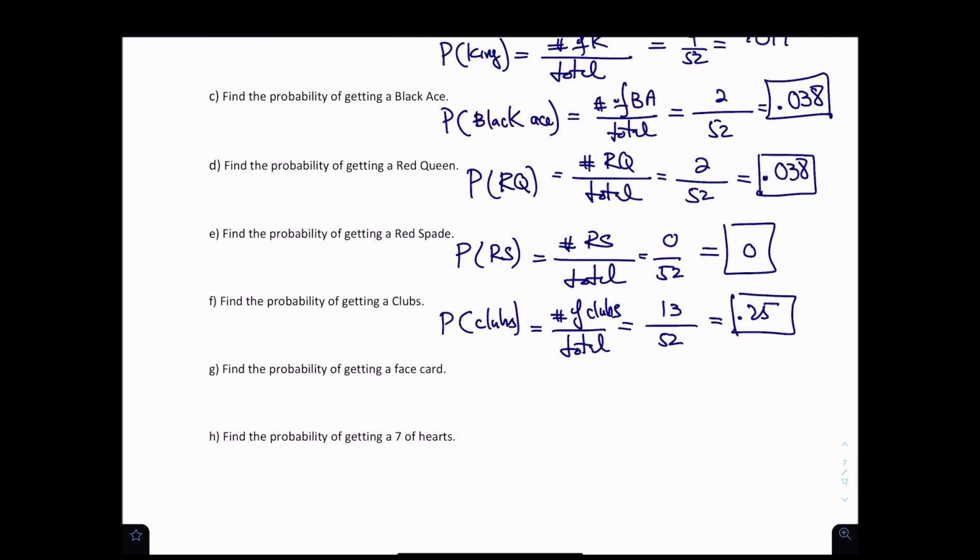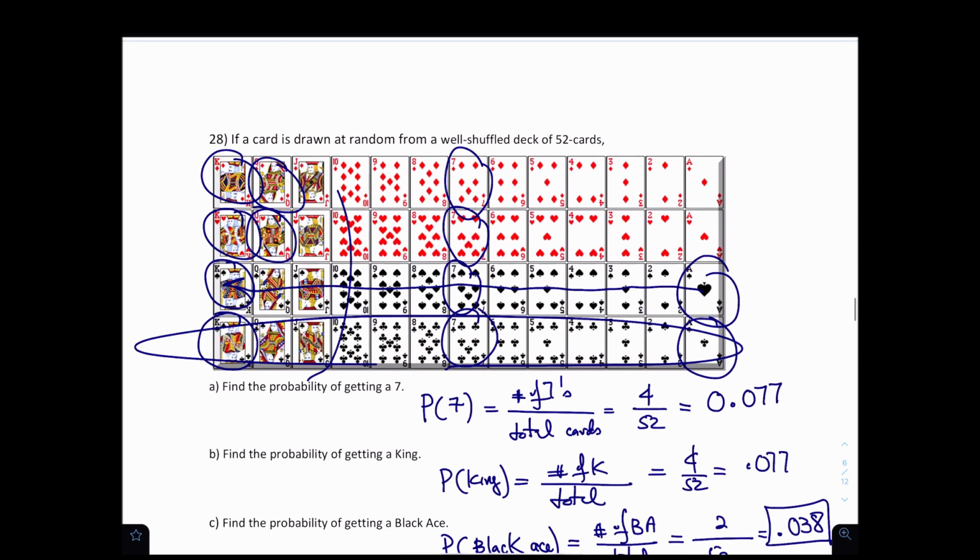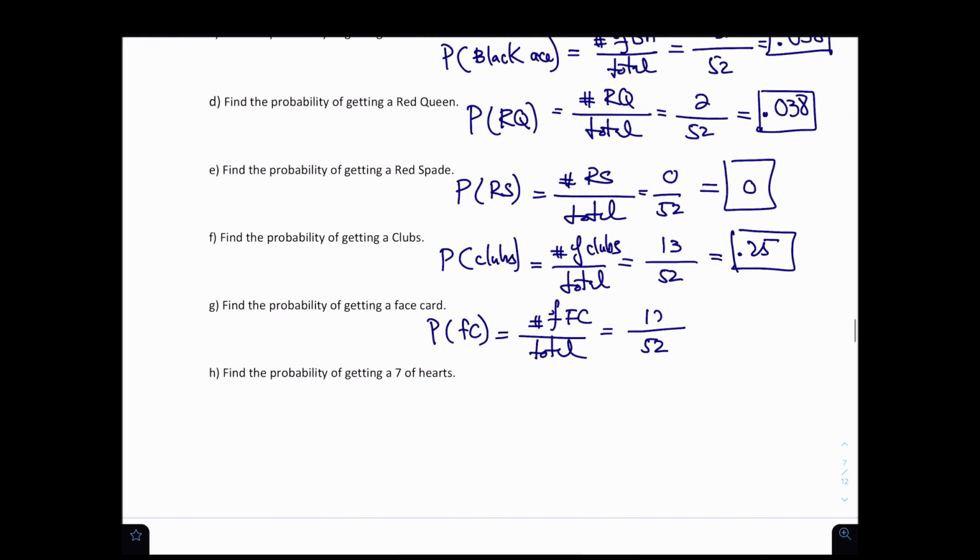Find the probability of getting a face card. Again, number of face cards divided by the total number of cards. The total number of cards is 52, and there are 12 face cards. So it's 12 out of 52, which is 0.231 if you round it to 3 decimal places.